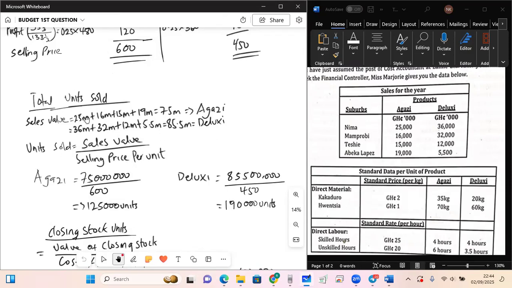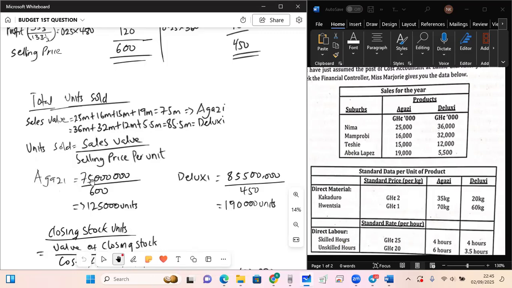So now just add them to get our total sales. I added all of them, and I had 75 million for Agazi and 85.5 million for the Luxy. Now, for us to get the units sold, you have to what? Divide the sales value by the selling price per unit.